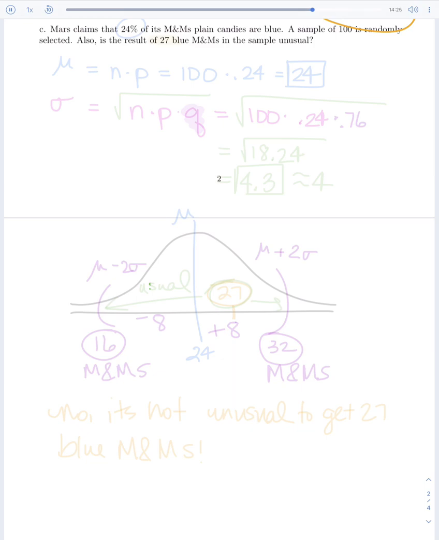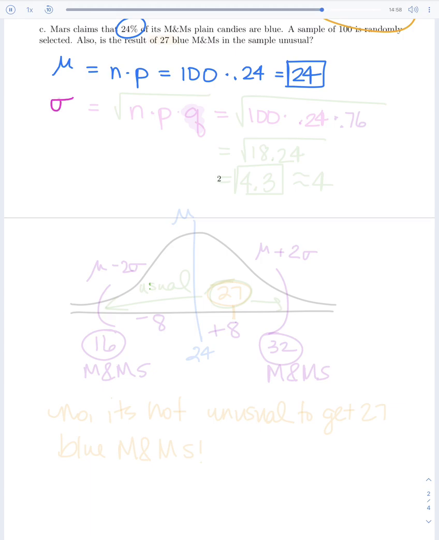If we're talking about usual or unusual, I need the mean and I need the standard deviation. Well, the mean, this is a binomial, either it's blue or not blue, is n times p. The n on this one is again 100, and the p, the probability of success of getting a blue M&M, is 24%, so times 0.24. Well, 100 times 0.24 just gets you the number 24 as your mean.